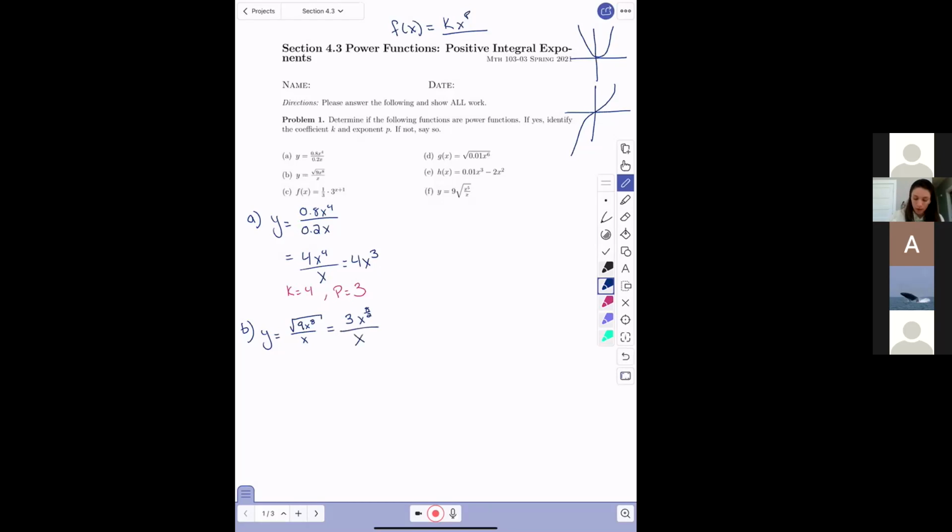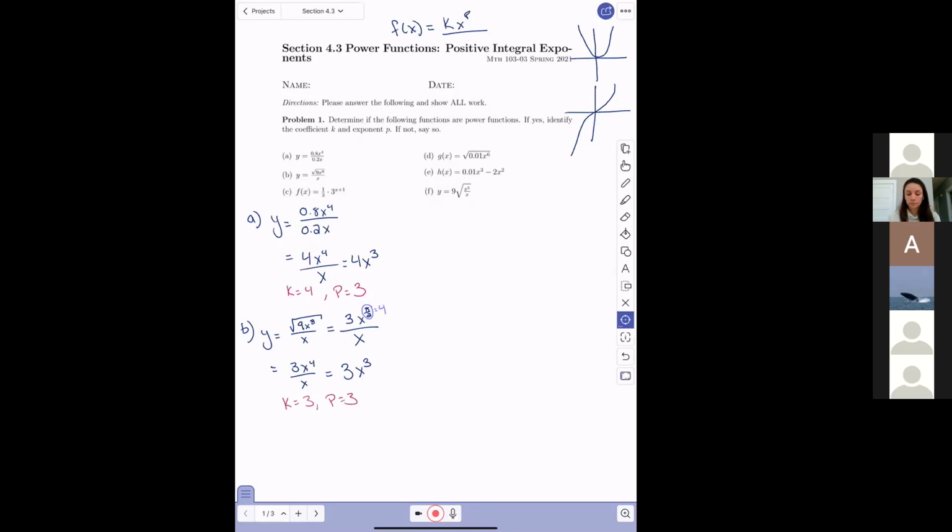And then we could just keep the bottom as x. Now this 8 over 2, we could simplify to 4. So we could rewrite this as 3x to the power 4 over x. And then what's my last step in simplifying? Subtract the exponents. Good, so we have 3x to the power 3. Is this a power function? If so, what's my k and p? 3 and 3. Good. k equals 3, p equals 3. Any questions here?